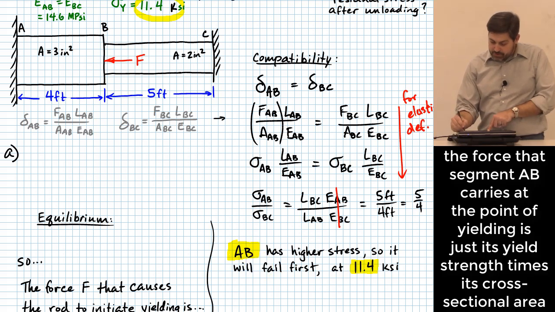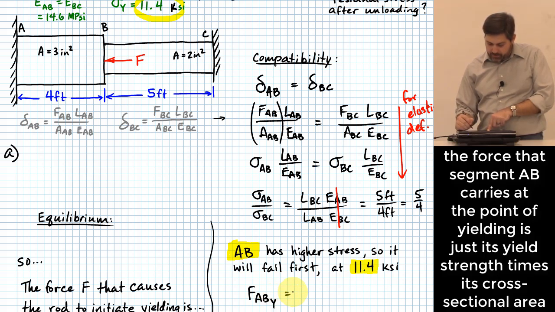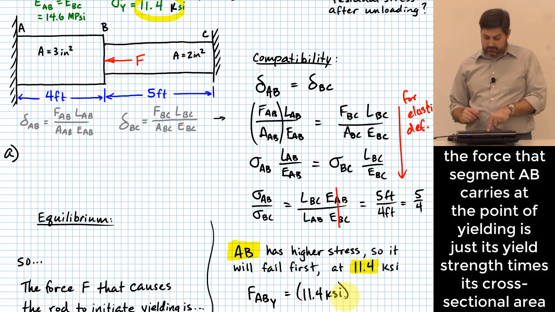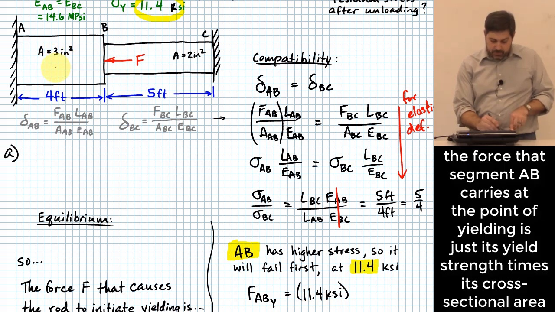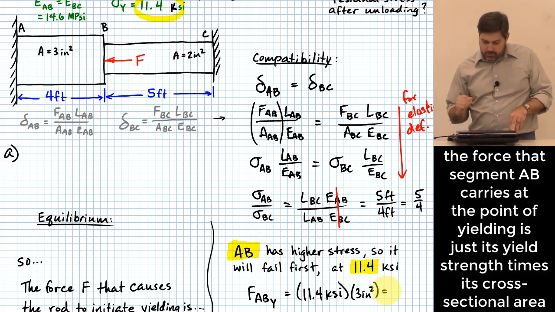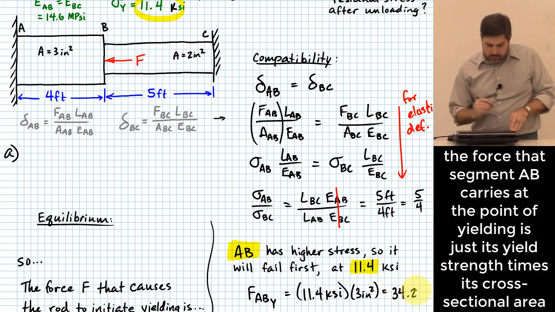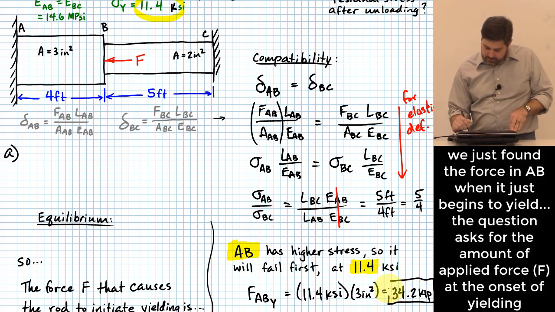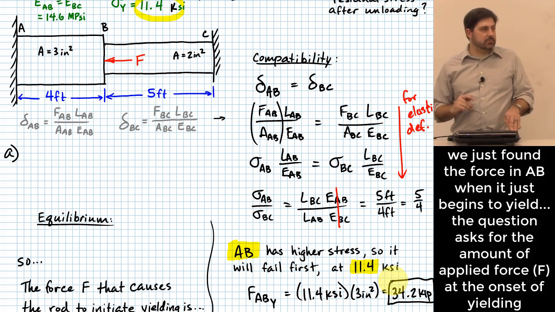Can we figure out how much force? Sure, right? How do we do that? FAB at yielding is going to be equal to whatever that stress was at yielding, 11.4 KSI, multiplied by what? Yeah, its cross-sectional area, which was given up here at the beginning as 3 square inches, right? So when I put these in here, I end up finding that this is 34.2 kips. And that is the answer to the first question that I was asking up there.